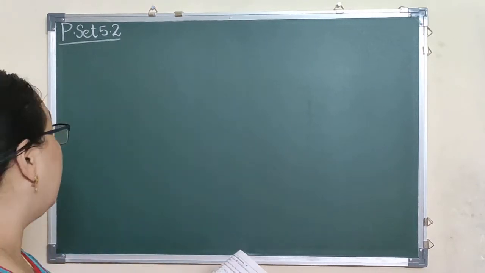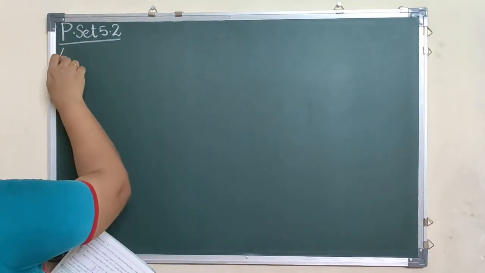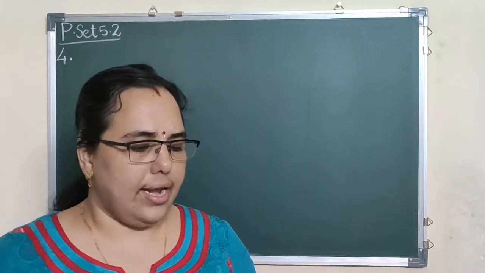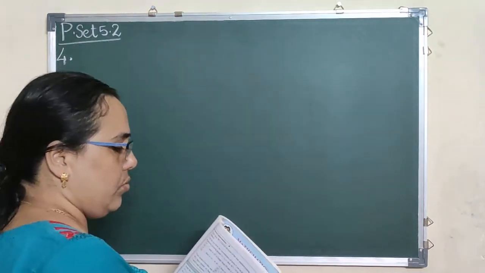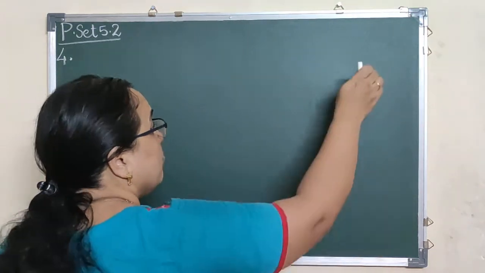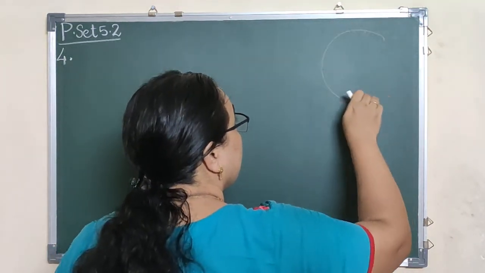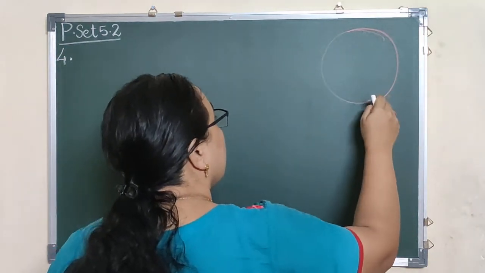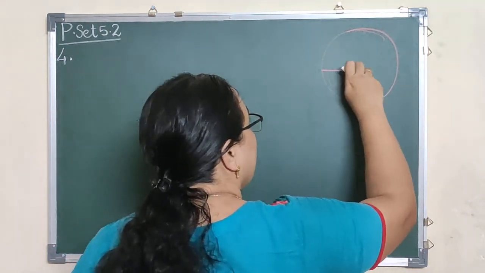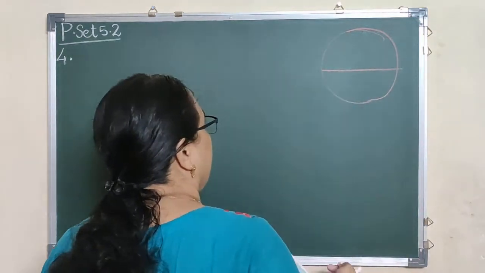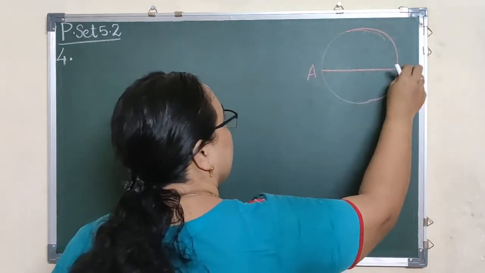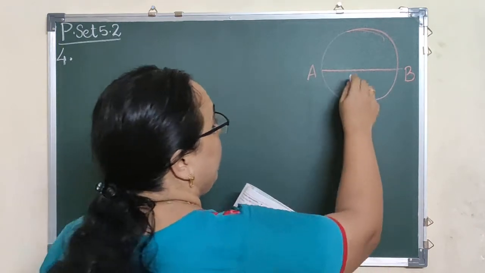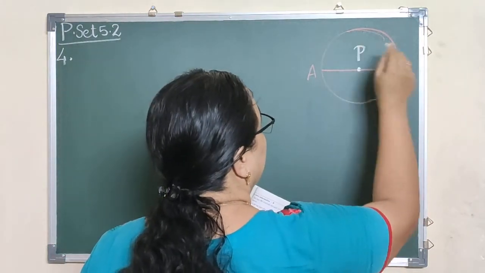Sum. P is the center of the circle and AB is the diameter. Okay. So now, AB is the diameter, and what is the center? P is the center.